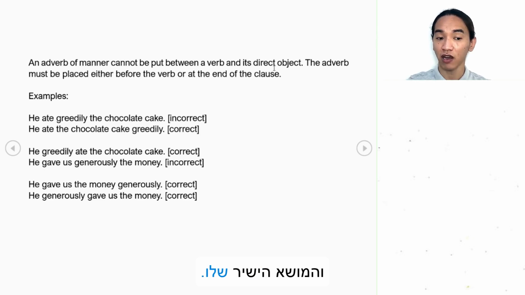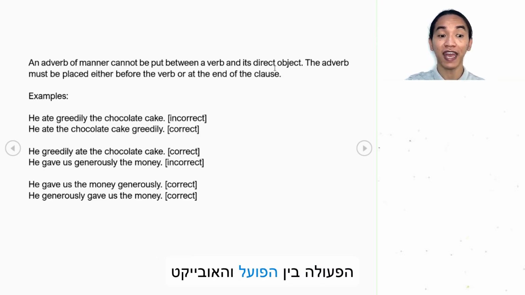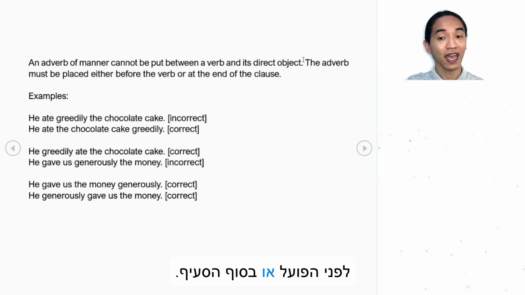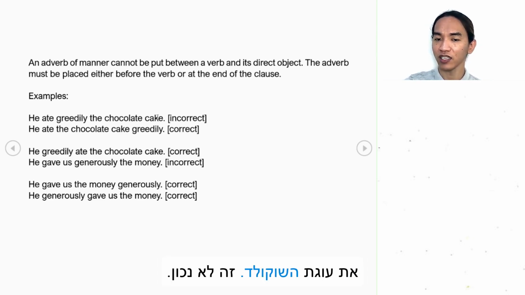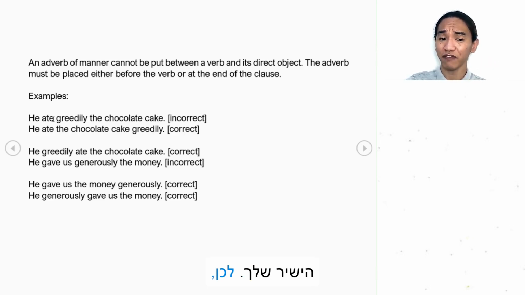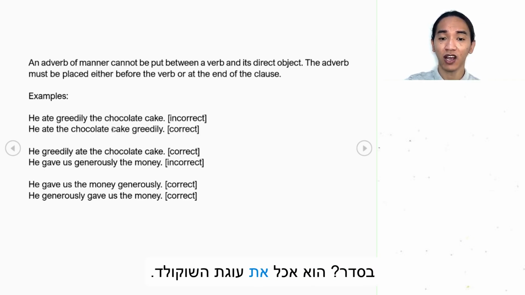Now, an adverb of manner cannot be put between a verb and its direct object. So remember that you cannot put an adverb of manner in between a verb and its direct object. The adverb must be placed either before the verb or at the end of the clause. Example: he ate greedily the chocolate cake. This is incorrect. Ate is your verb, and the chocolate cake is your direct object. Therefore, we cannot put an adverb between them. Okay? He ate the chocolate cake greedily. This is the correct sentence.